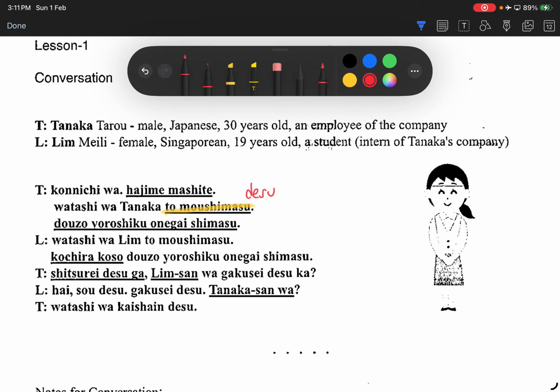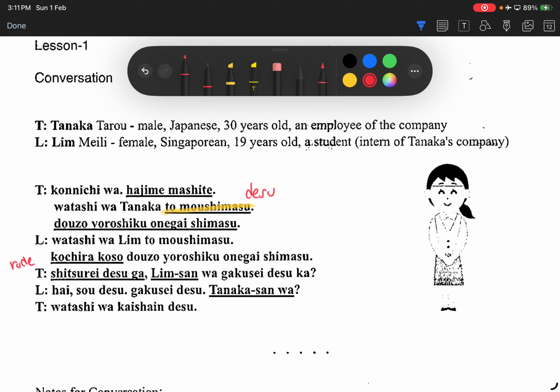Next, Tanaka replies, 失礼ですが. So 失礼 simply means, anybody remember? 失礼 means rude. Okay? So rude ですが, right? So you are aware, you are cognizant that what you are going to say is rude. So first you tell the other party, this is going to be rude. リンさんは学生ですか? So リンさんは学生です simply means Lim is student, right? Then か becomes a question, right? So are you a student, Lim san?